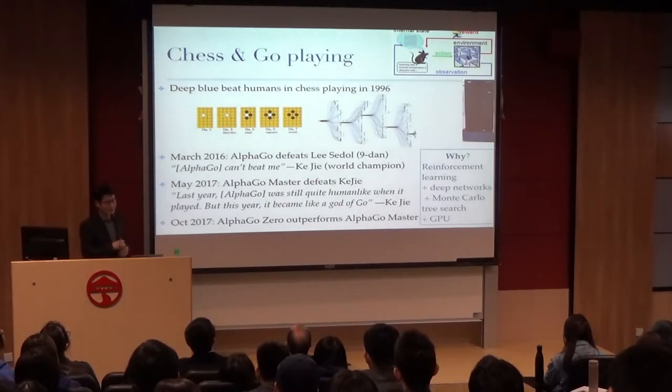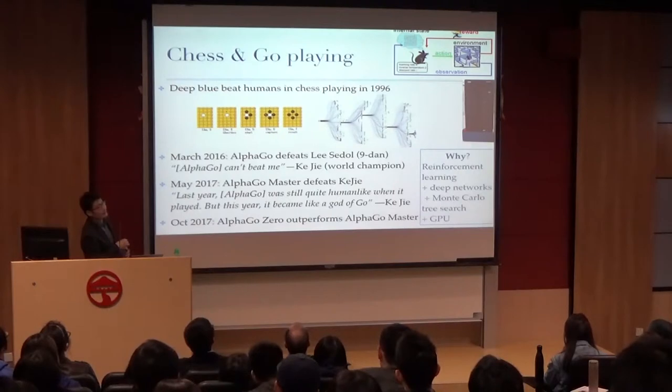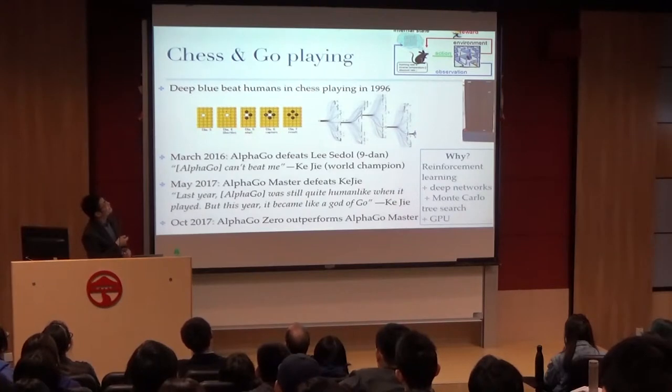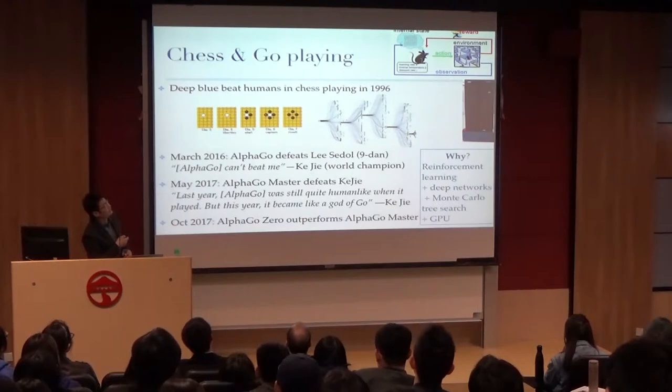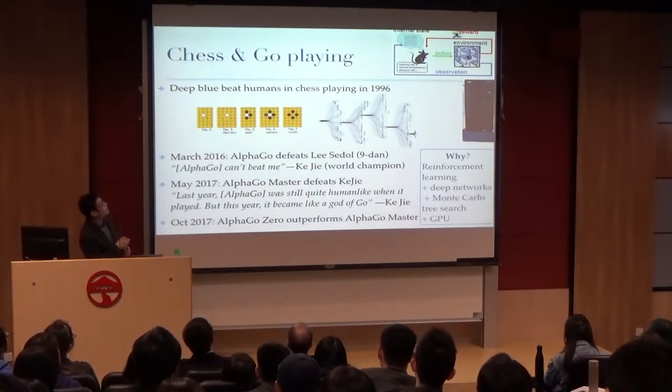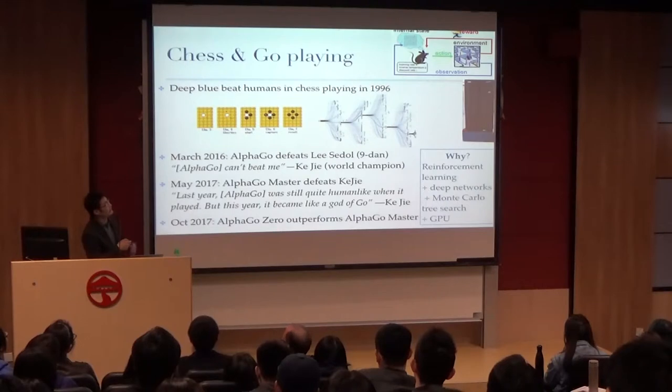Now, let's talk about chess and Go playing. In 1996, Deep Blue, a chess playing computer, basically defeated the humans. It was big news at that moment. This is Deep Blue, the computer. And at that moment, people thought that, okay, chess is very simple because the search space is very low. I don't think it's possible at all for a computer to play Go.